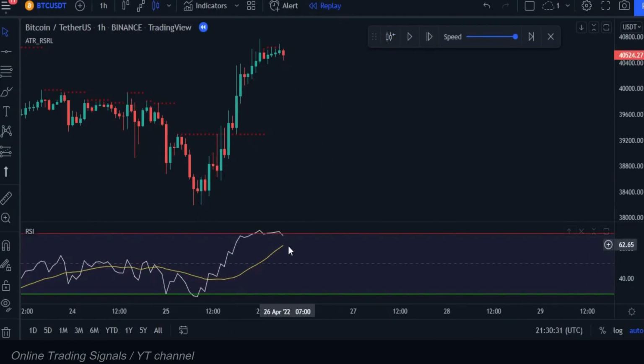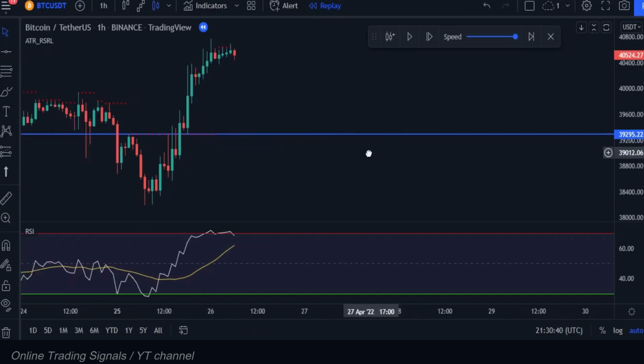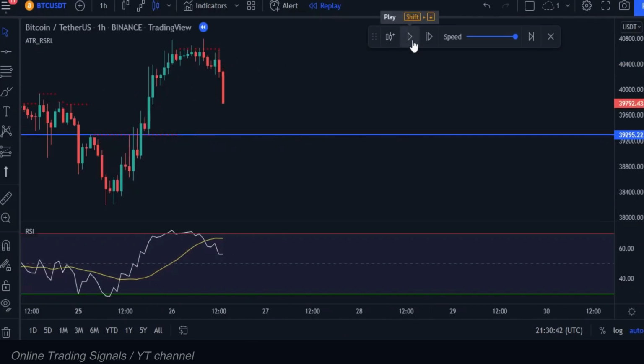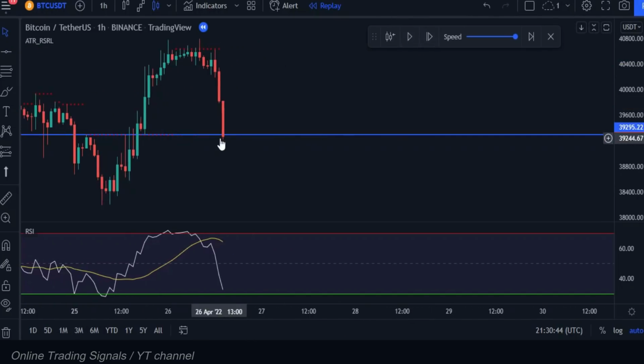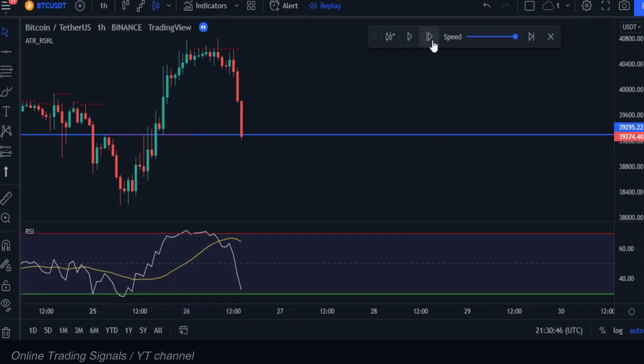Here, we notice that the RSI indicator has returned to the purple area. So we will look for the last red dots of the ATR indicator, and we will draw a horizontal line. And all we have to do is wait for this line to be breached. After we see the breach, we enter a sell position.